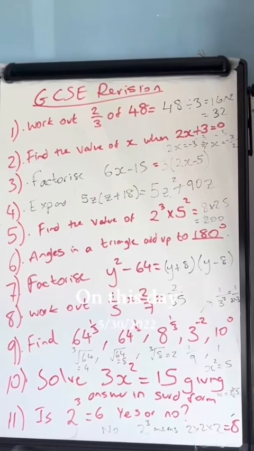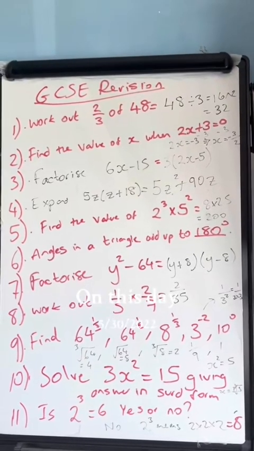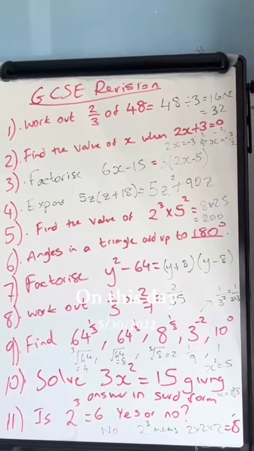5 times 7 is 35. So it's 2/35. Okay, this is question number 9.